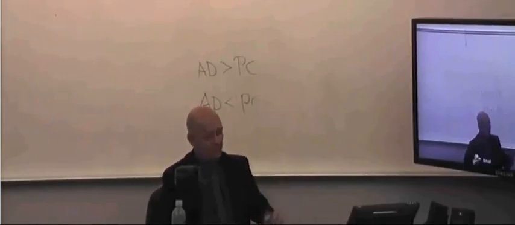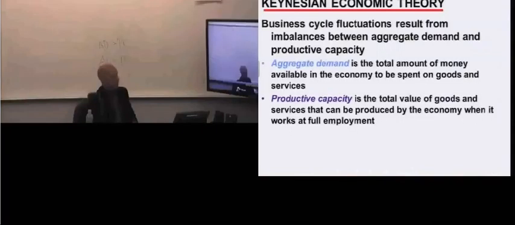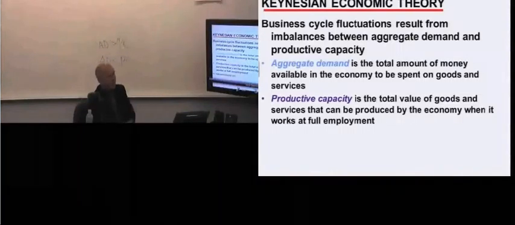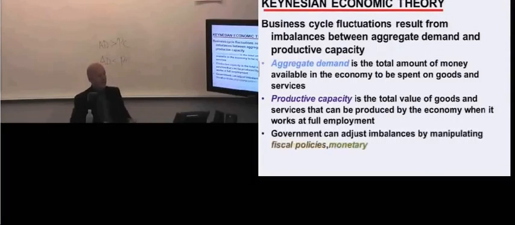Okay, so those are the problems of inflation and recession. Now, to get back on course here, what is Keynes' solution to that? How can government temper the effects of inflation and recession? Well, Keynes explains that government can adjust these imbalances by manipulating fiscal policies, monetary policies, or a combination of fiscal policies and monetary policies.